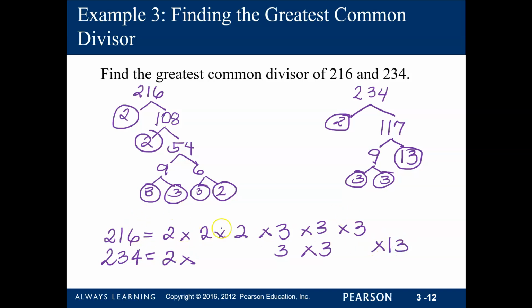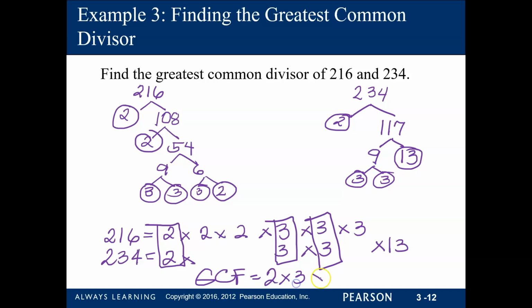So in this case, you can see which are the common: 2 times 3 times 3. So the GCF is 2 times 3 times 3. And this is going to be equal to 2 times 3, which is 6, and 6 times 3, which is equal to 18. All right, so 18 is our GCF.